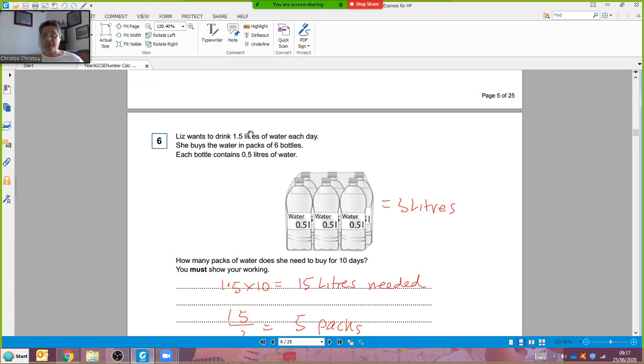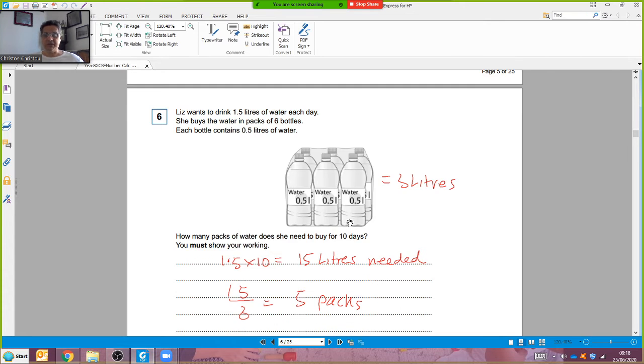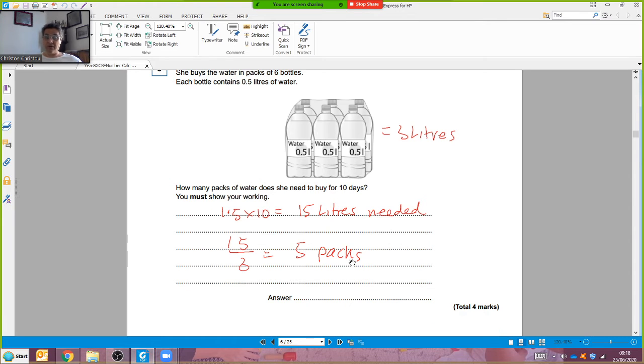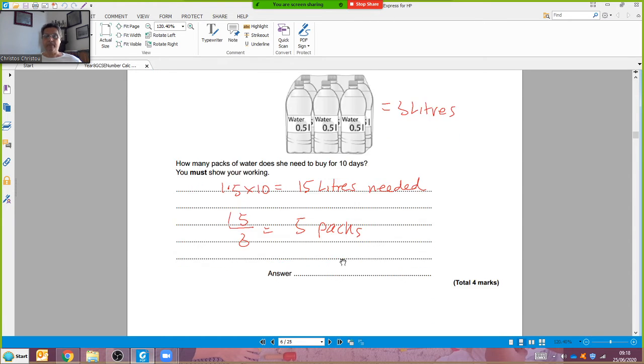Well, she drinks 1.5 litres a day, and now we're looking for 10 days. So 1.5 times 10 days, she's going to require 15 litres of water for 10 days. Now, if she buys this pack, this holds 3 litres across 6 bottles. So simply divide your 15 litres that she wants for the 10 days by 3 litres, and that gives you 5 packs of those 6 bottles. 5 packs, 4 marks. It's quite generous actually. There it is.